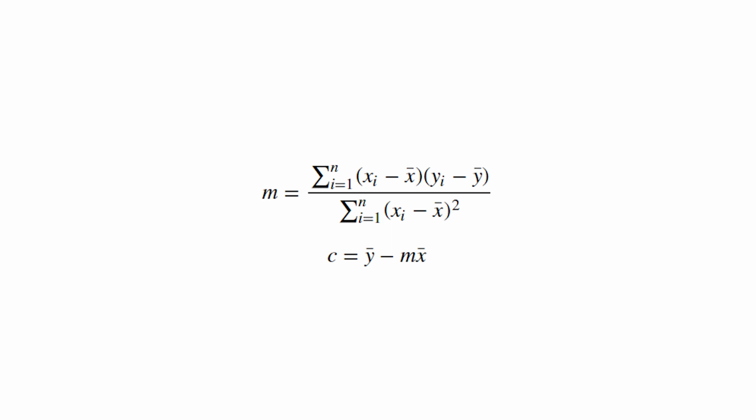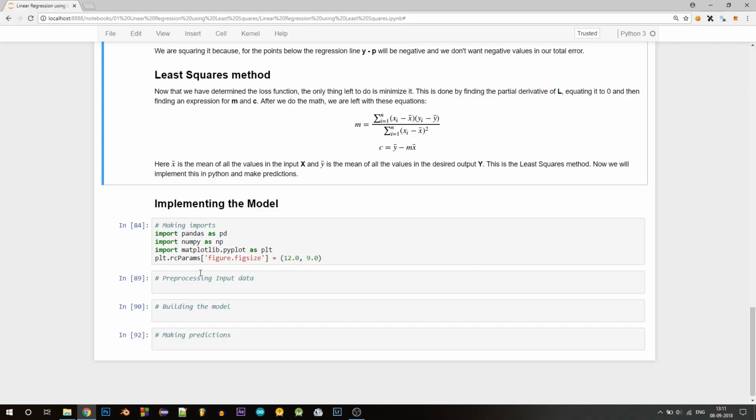So this is it. This is the algorithm. This is how the least squares method works. It's really simple. So now let's implement this in Python. We'll be tackling this problem in three steps. The first step is pre-processing the input data. Second step is building the model. And in the third step, we'll be making the predictions.